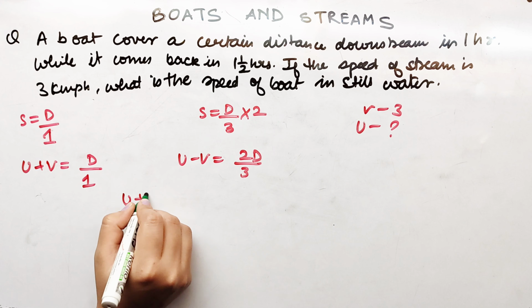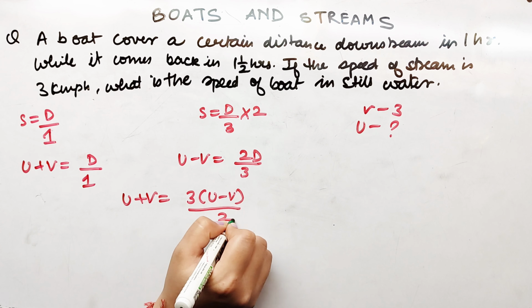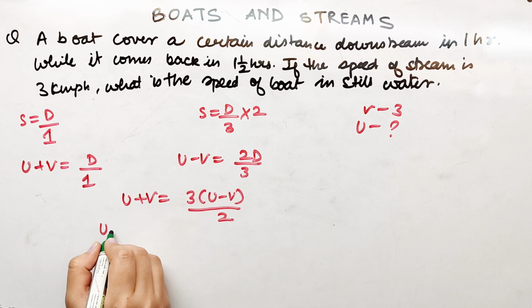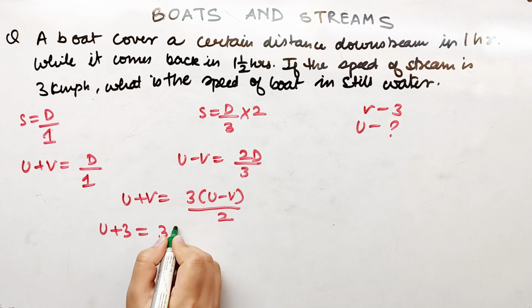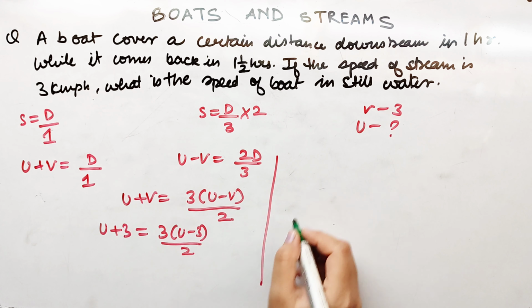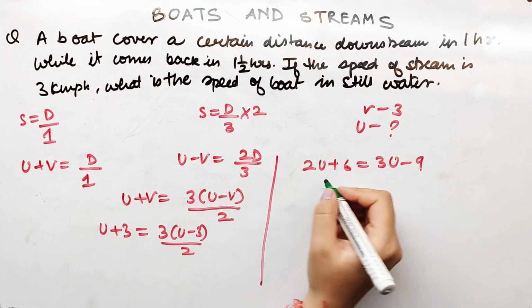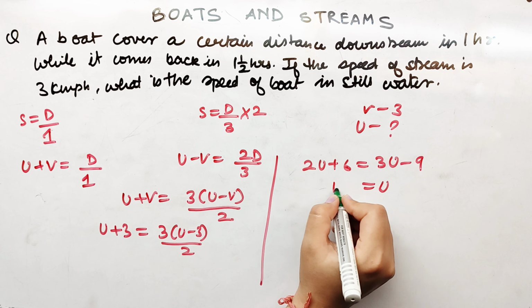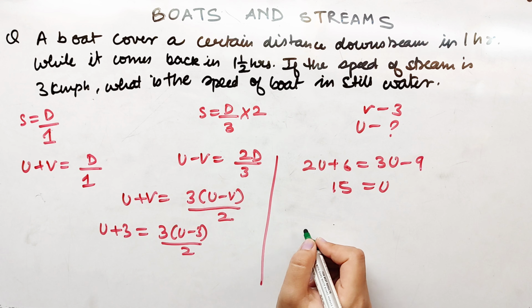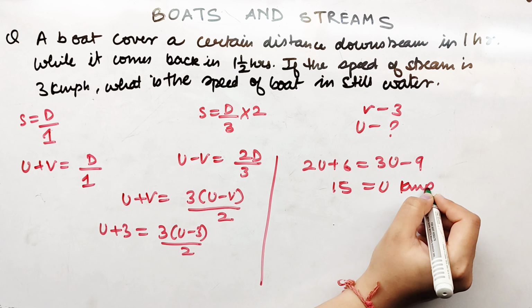I now have both the equations and I know the value of v. I just have to find u. So it is a one variable situation and then you can find it easily. On solving the whole equation you will get the value of u, which is 15. Nice. So the speed of boat in still water is 15 kilometers per hour.